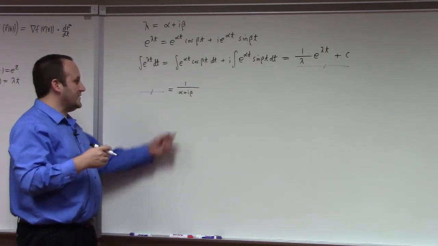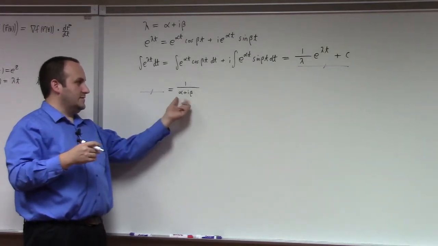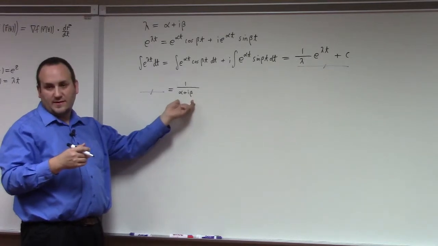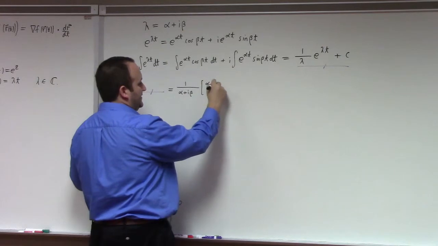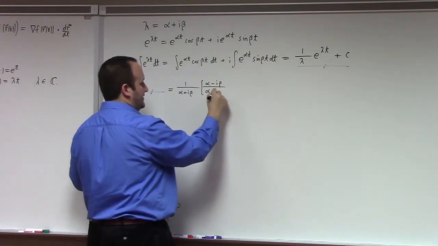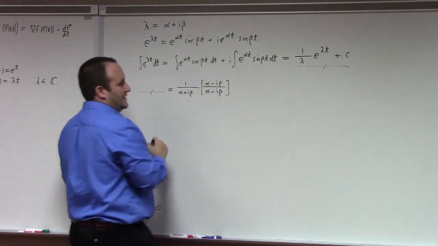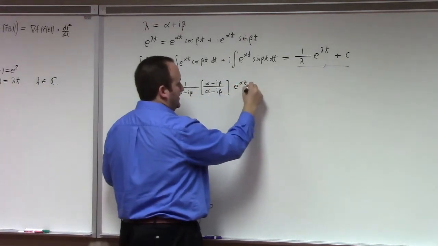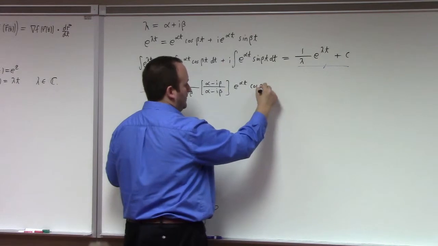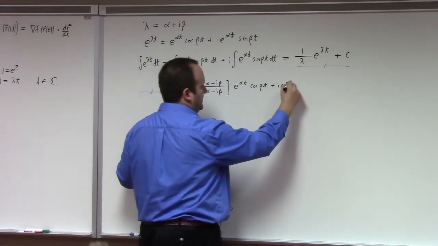All right, so we don't like that. To make this prettier, we multiply by alpha minus I beta over alpha minus I beta, to make it into Cartesian form. And then, of course, the e to the lambda t is e to the alpha t cosine beta t plus I e to the alpha t sine beta t.